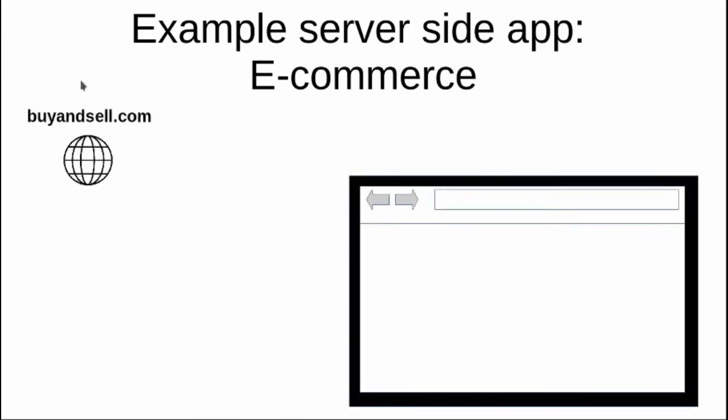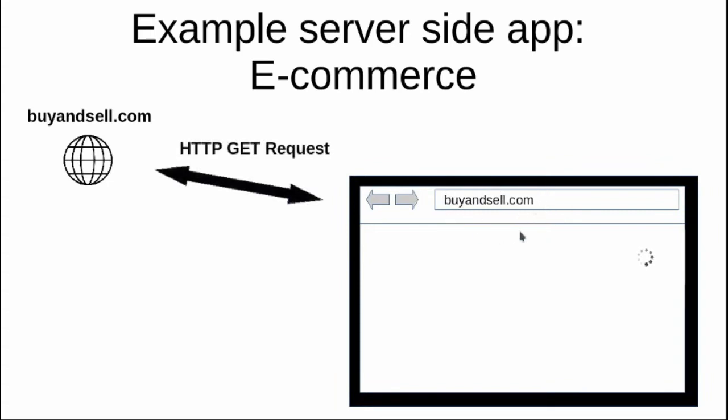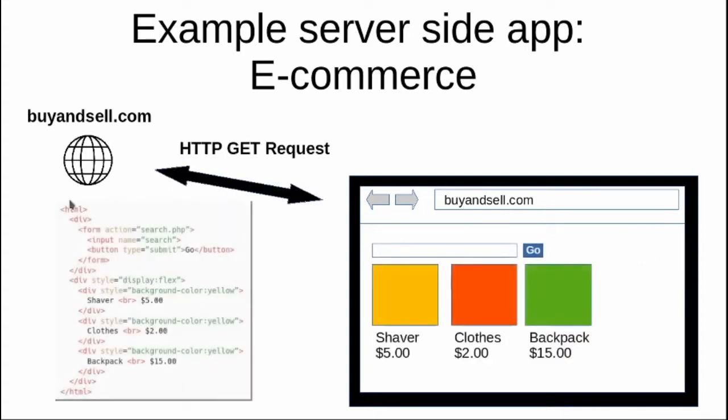So let me give you an example. This is a really simple e-commerce app. Let's say the website is called buyandsell.com. So we type in here buyandsell.com and then press enter. It will load and initiate an HTTP GET request, and then we get both the layout and the data here. For example, this only shows the initial page of buyandsell.com.